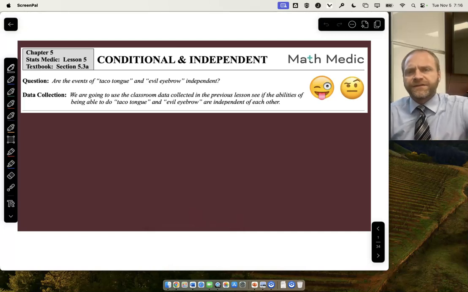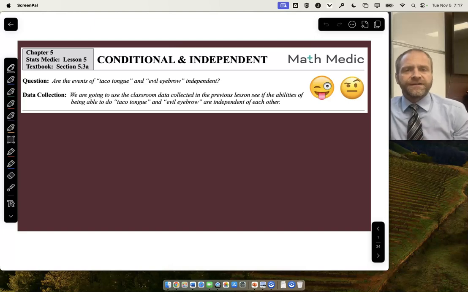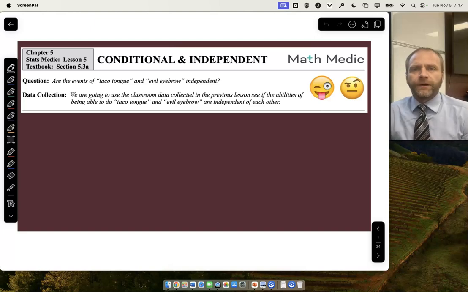For this AP Statistics video, we are looking at lesson 5.3a, which is focusing on conditional probability and its relationship with probability independence. And so when we're focusing on independence, we need to understand what that means. What we're going to do is focus on the data we collected before with the idea of, are the events taco tongue and evil eyebrow independent?